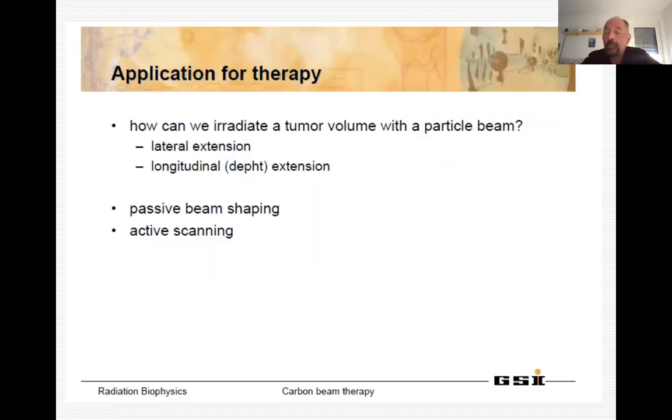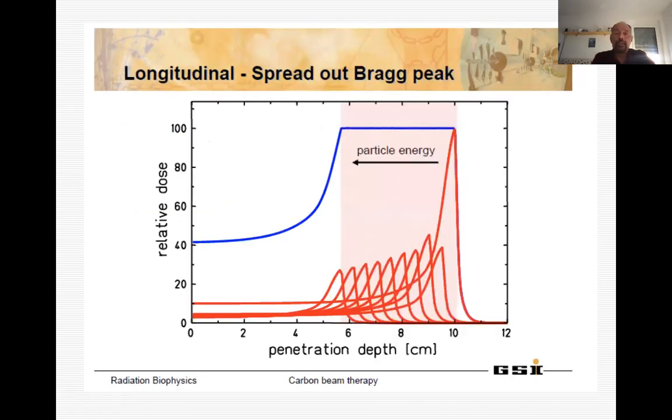So when we talk about application for therapy, the problem is the lateral and longitudinal extension. You have a tumor which is 3D, and you have a Bragg peak, which is essentially a peak. It's like a needle. So how do you spread this Bragg peak? You have two possibilities. One is passive beam shaping, and the second is active scanning. This is what we want: we want to superimpose different Bragg peaks along the depth of the ion. The superimposition must be done with different intensities in a way that at the end you get a flat spread out Bragg peak.